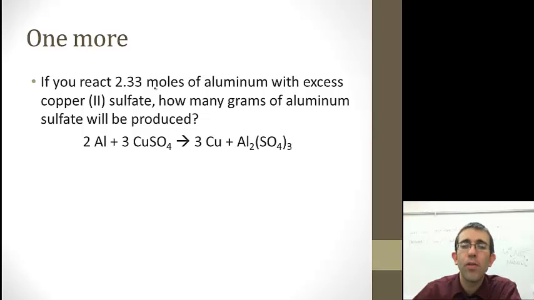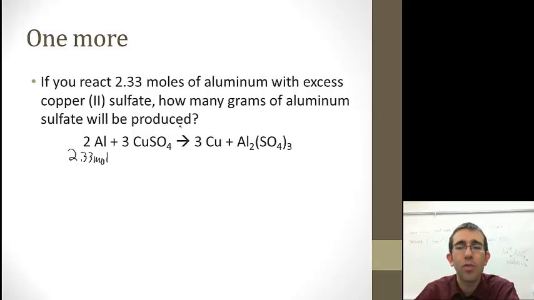Alright, I'm given 2.33 moles of aluminum. I look through this whole thing. Remember, if it's just the element, just look for it. There it is, aluminum. So I've got 2.33 moles of this. Reacts with excess copper sulfate. Okay? How many grams of aluminum sulfate will be produced?